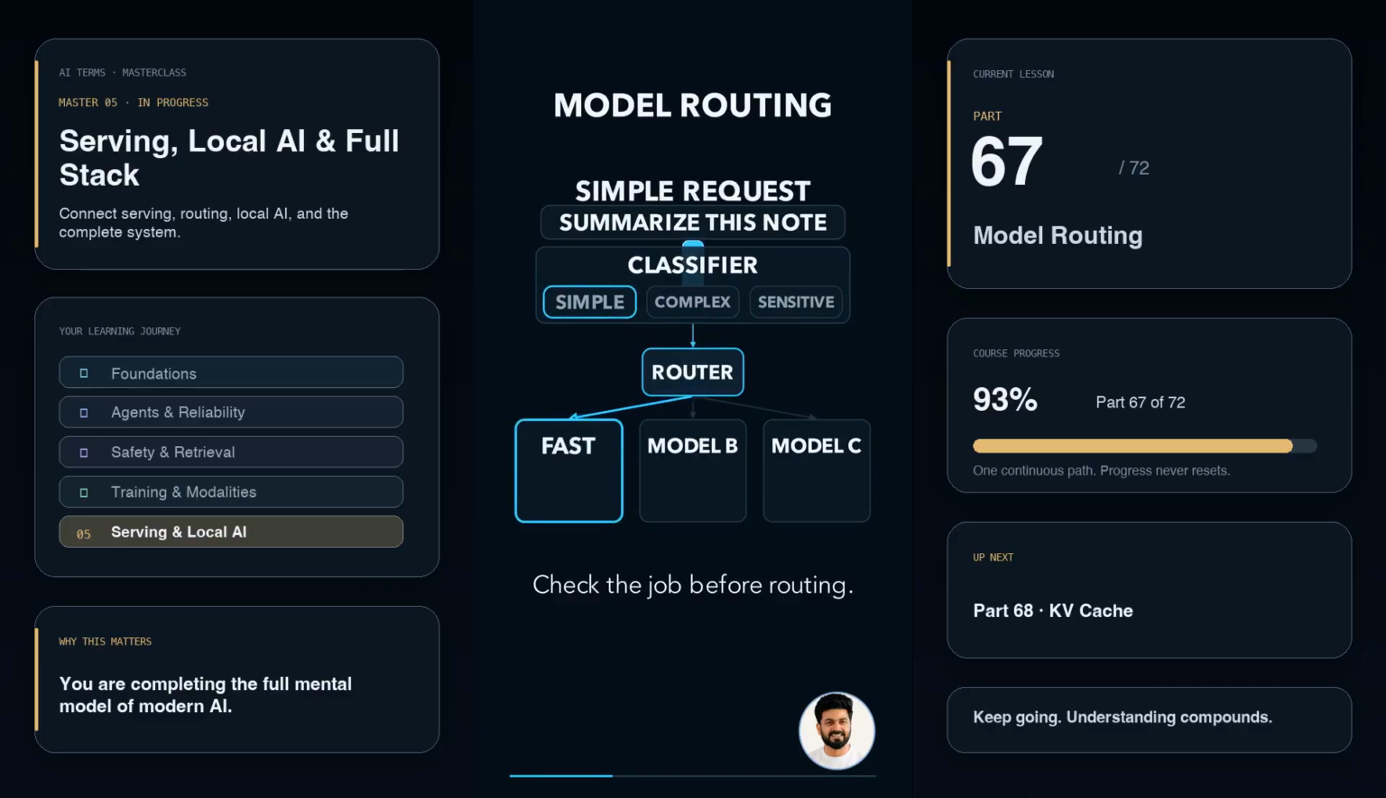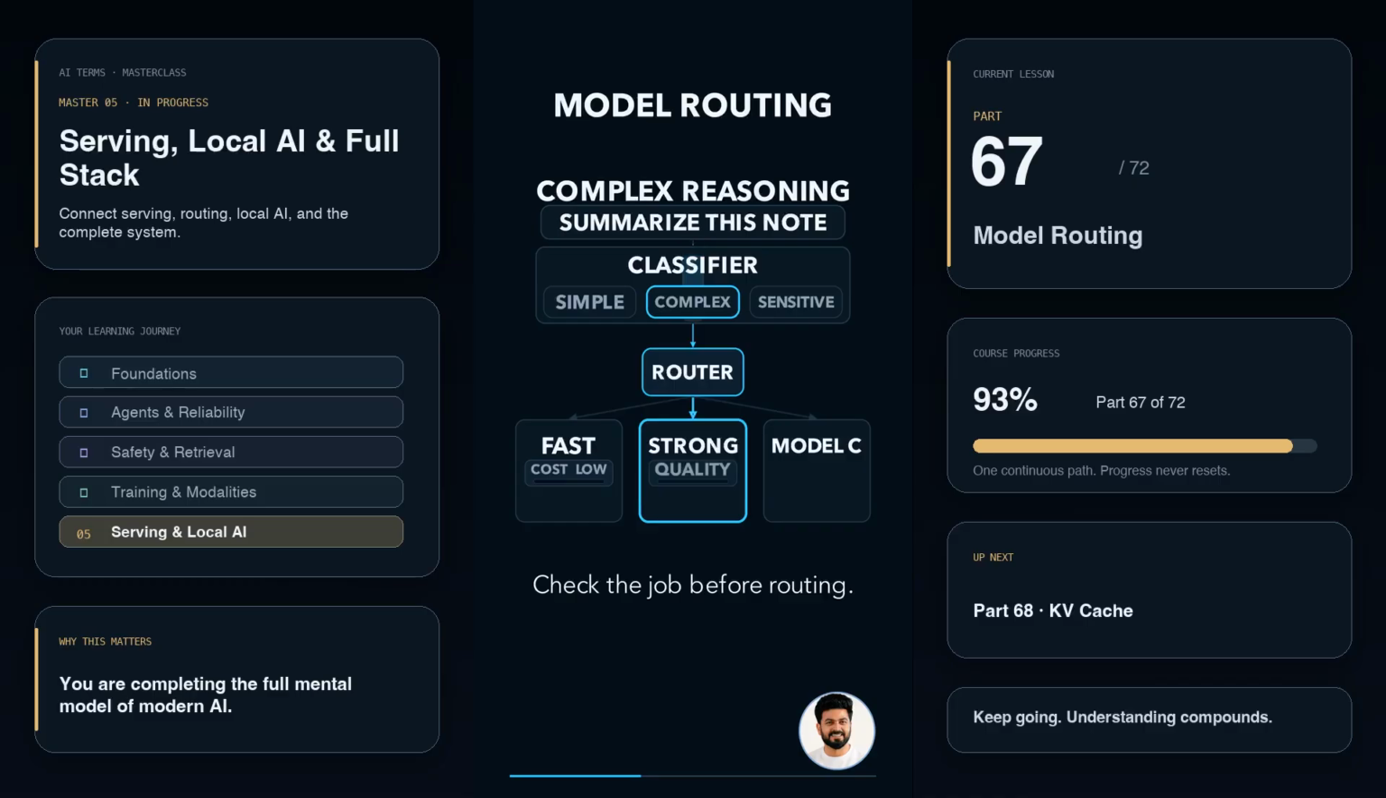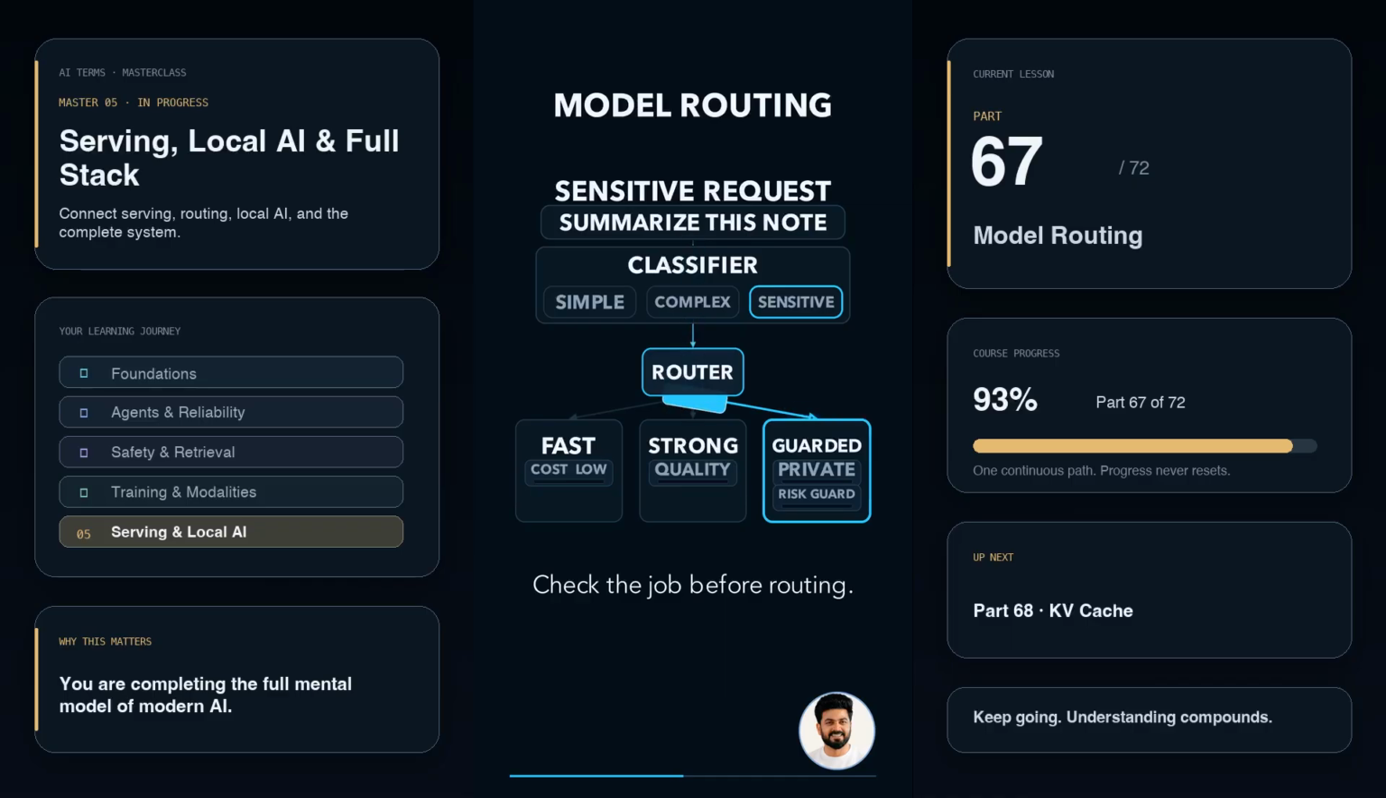Simple requests go to a fast, lower-cost model, while complex reasoning goes to a stronger model for higher answer quality. Sensitive requests take the guarded route, where privacy and risk controls matter more than speed. The router is making three choices: cost, quality, and risk.